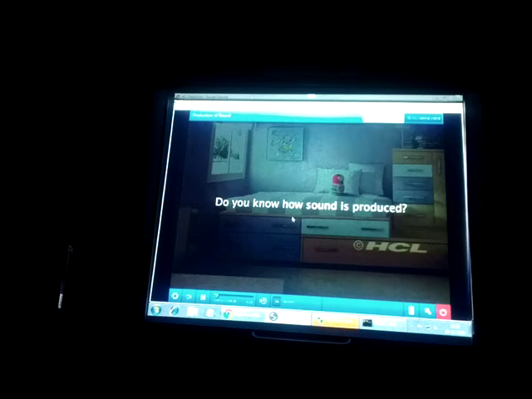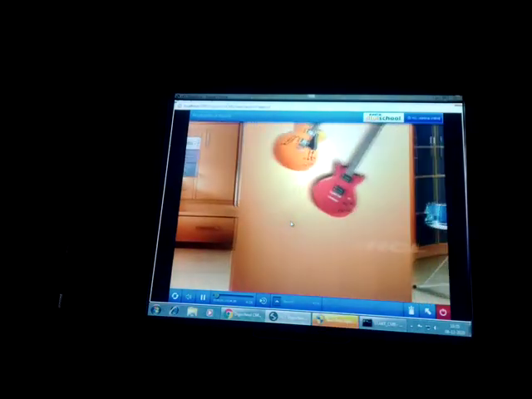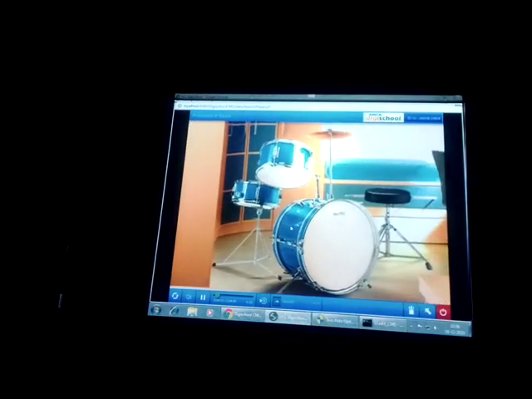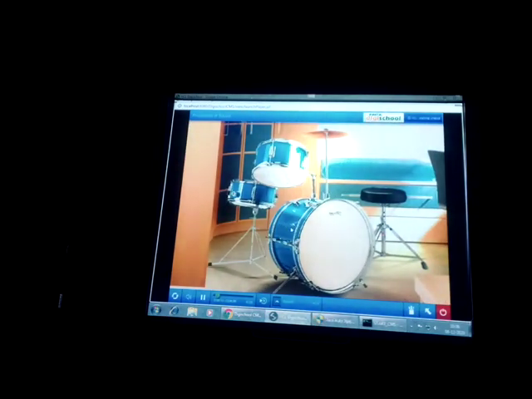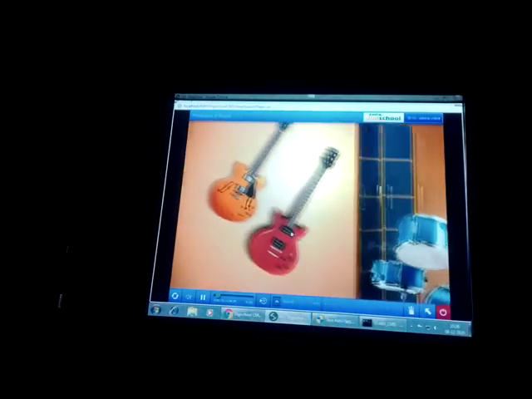Do you know how sound is produced? Through observing some day-to-day examples and doing some activities of your own, you can find out what produces sound. Let's first consider the most common group of objects that produce sound.